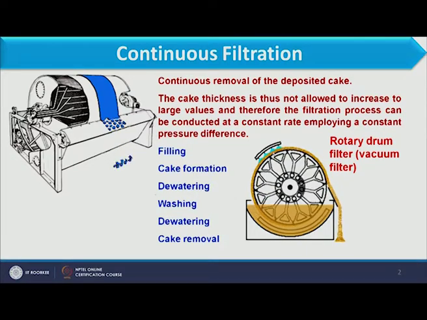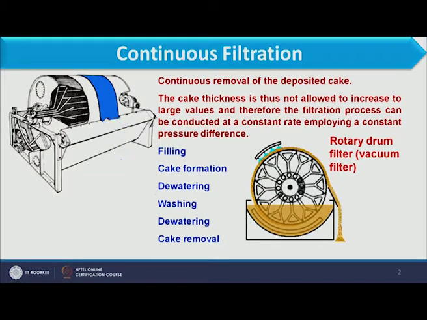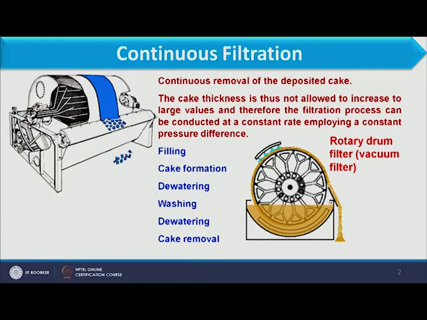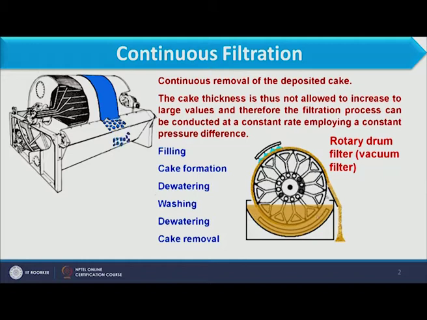Here we have the assembly to wash the cake, and when the cake is washed, that water is sucked by these tubes. After washing, again we have the process of dewatering, because whatever water is available in this cake should be taken by these tubes. After that we have the knife, which is continuously removing this cake. Once it is again submerged into the slurry, the cake formation starts, so it enters as almost a fresh drum.